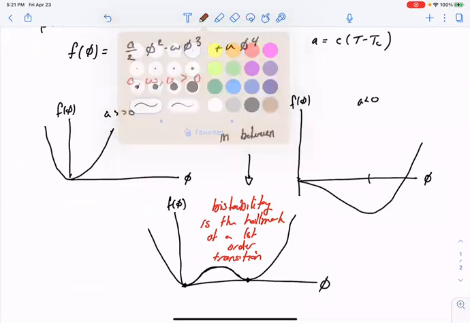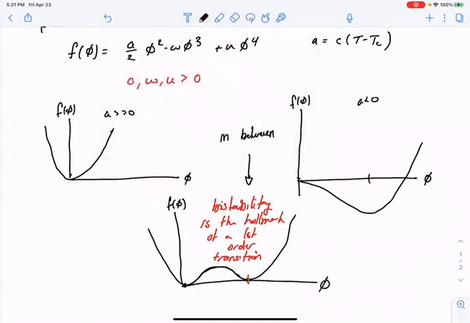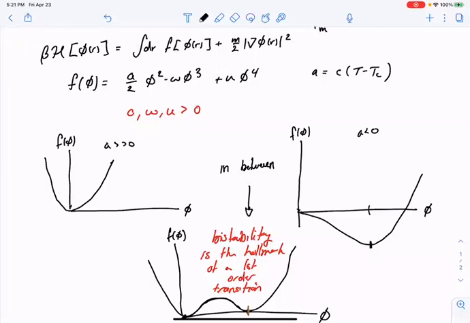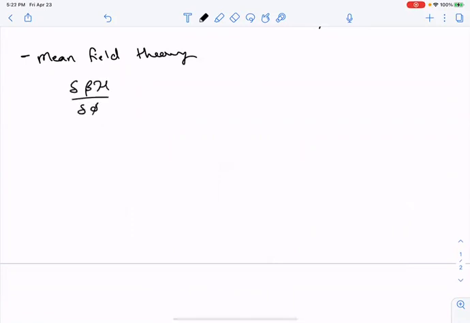If we wanted to actually locate what the value of this minima is here, or where this transition occurs, what temperature it occurs at, we can do that within mean field theory. And so we alluded to this briefly last lecture. So if we minimize our effective Hamiltonian, like so, we will find the average value of phi.